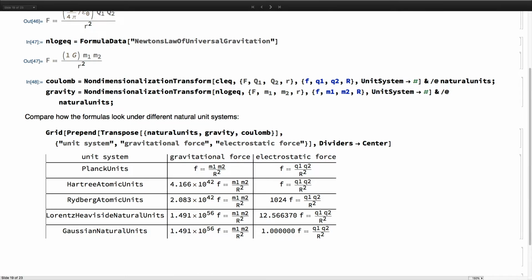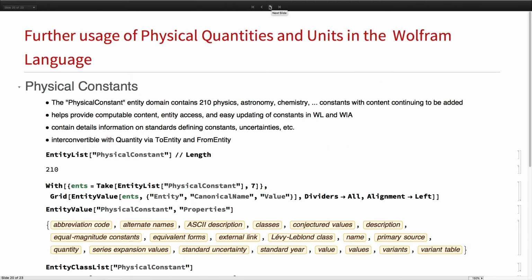Some remove the factors involved entirely. Others yield some numerical number that then has to be accounted for. And that's because different units are optimized for different fields. We tried to get a fairly comprehensive list of natural units to incorporate into NonDimensionalizationTransform. All right, so where else are we using physical quantities and units? There's, of course, Plot and Solve that we're working on, getting better and better usage of.